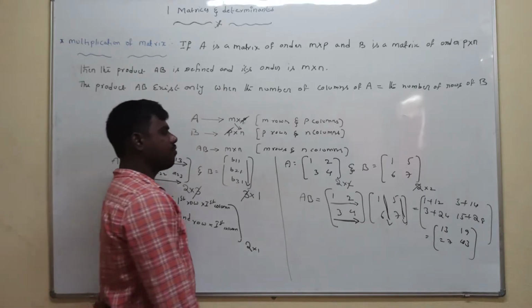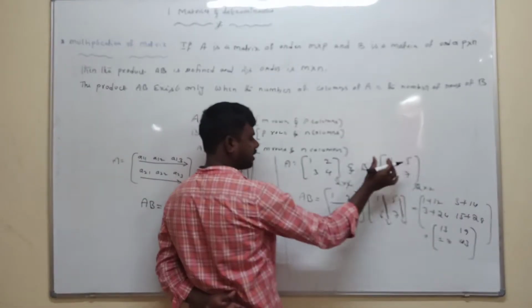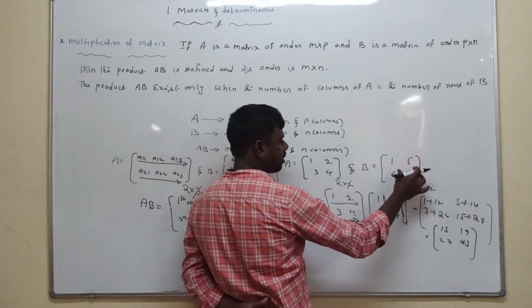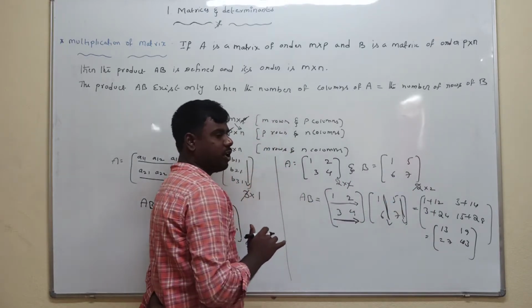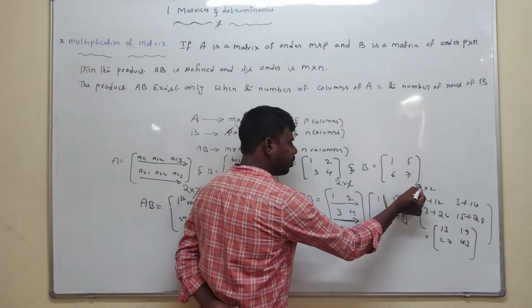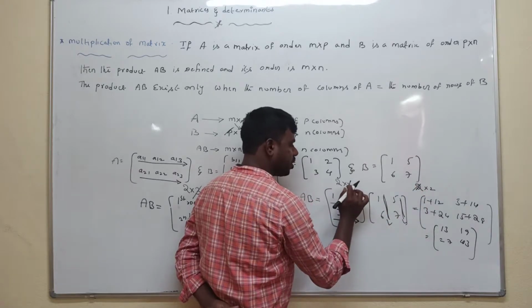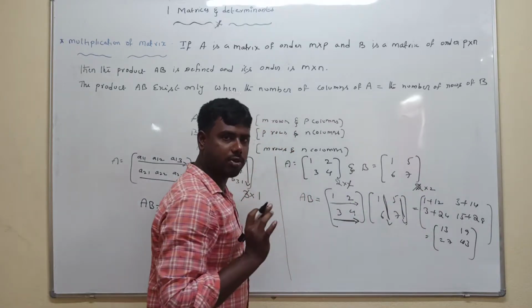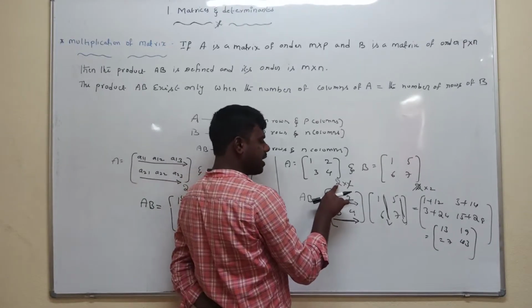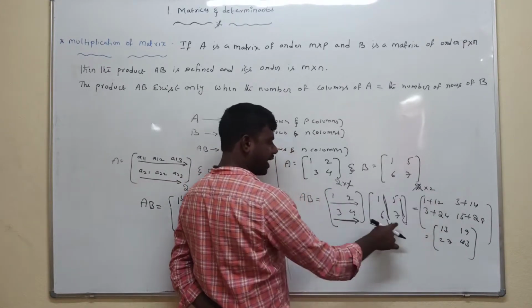Like that. That's why first of all I am taking A matrix and B matrix. The order of matrix A is 2 by 2. The order of matrix B is 2 by 2. Will the product exist or not? Check it. The number of columns in the first matrix is equal to the number of rows in the second. Both are equal, so the product will exist. Then for AB, the resulting matrix is M by N, a 2 by 2 matrix.